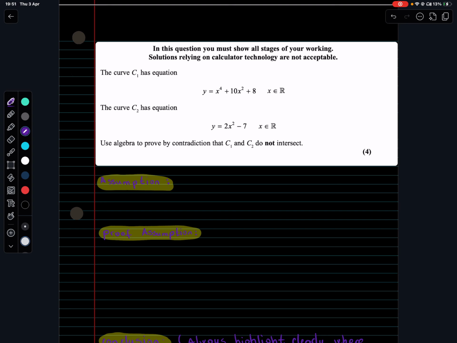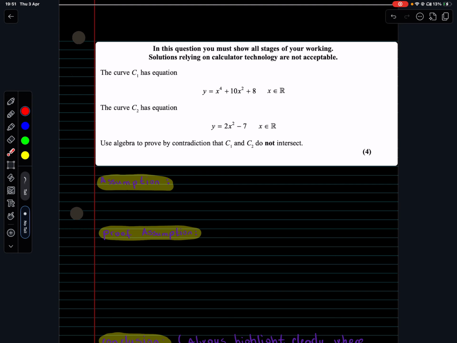All right, question number two. Question number two is about proving a statement by the use of the contradiction method. That's the thing we do in P4, Pure Mathematics 4, and this question says there are two equations, the curve 1 and then the curve 2, and they have separate different equations and are defined for all real numbers. We need to use proof by contradiction to show that C1 and C2 do not intersect.